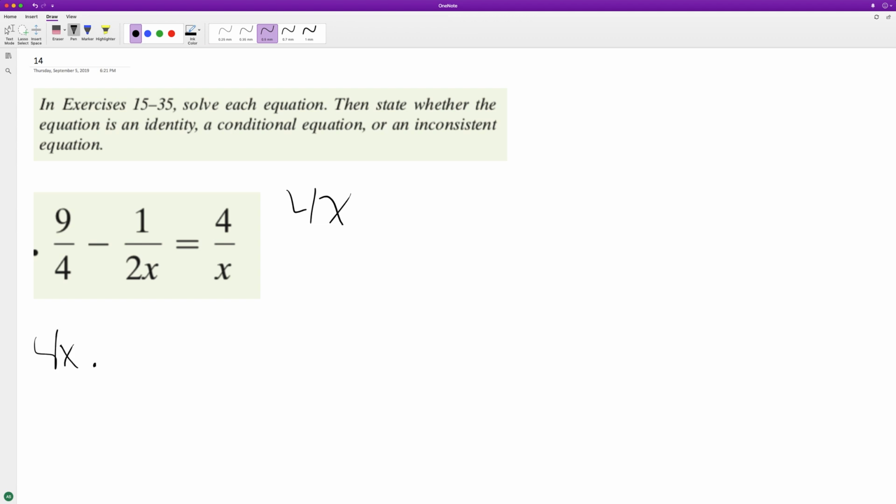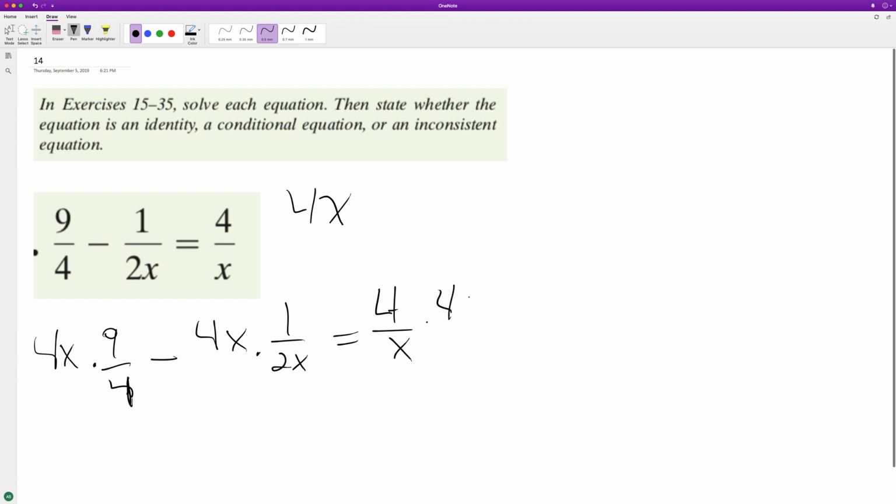4x times 9 over 4 minus 4x times 1 over 2x equals 4 over x times 4x. 4s cancel out here, we get 9x minus, this becomes 2. 2 is equal to 16.